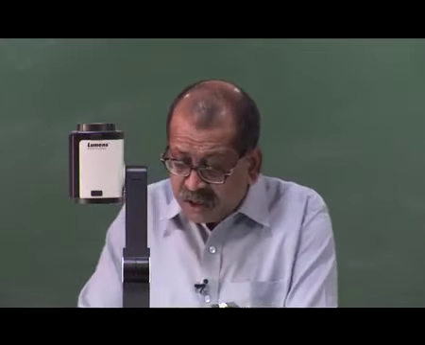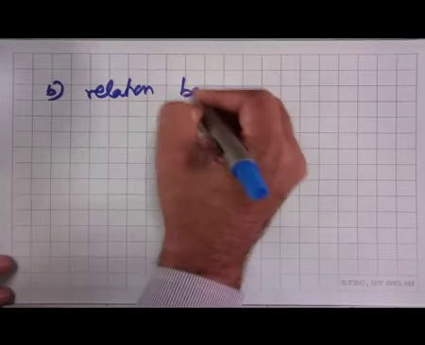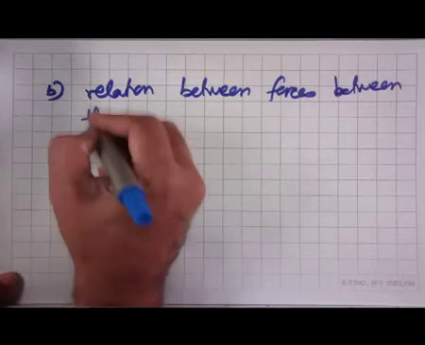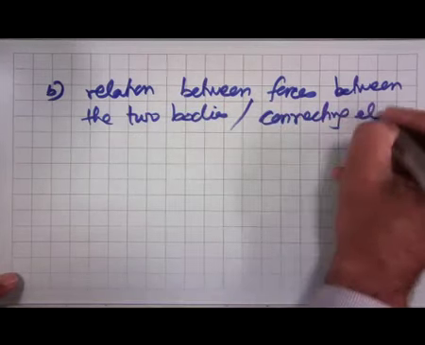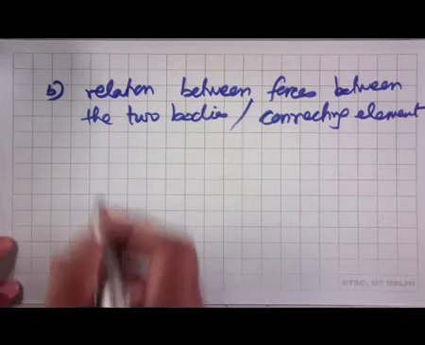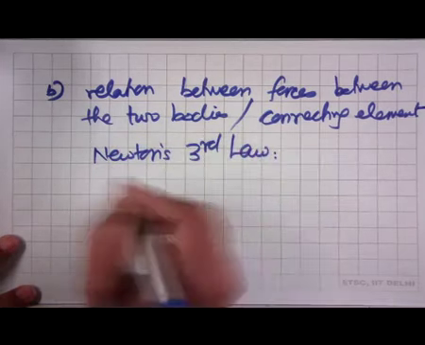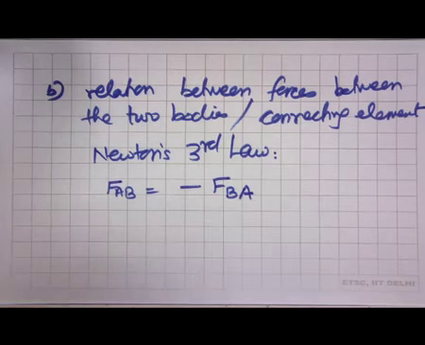So, two things to keep in mind when you have multiple bodies. One is kinematics, and the second thing we keep in mind, let us write that down, is the relation between forces between the two bodies, or the connecting element between these two bodies, and for that we have to use Newton's third law, that F_AB is equal to minus F_BA. So, using these we can work out the problems.